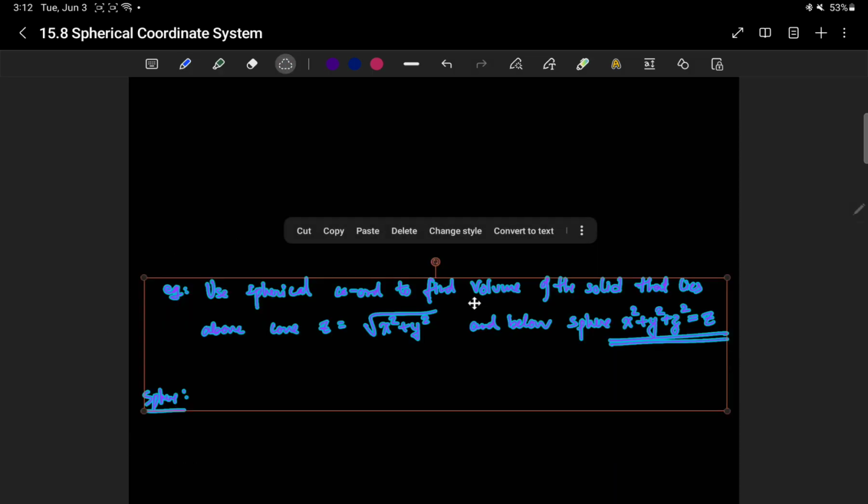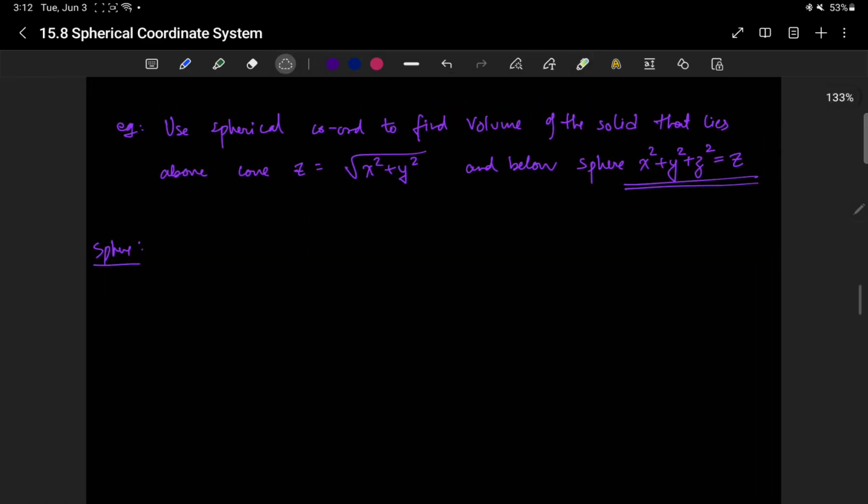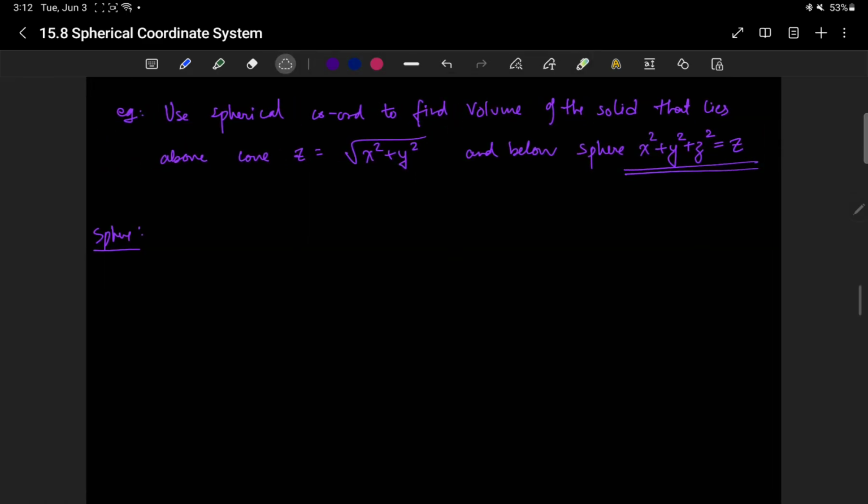Okay, let's look at the next example. Use spherical coordinates to find the volume of the solid that lies above the cone z equals square root of x squared plus y squared, and below the sphere x squared plus y squared plus z squared equals z. So here, first of all, we need to complete the square to get the equation of the sphere.